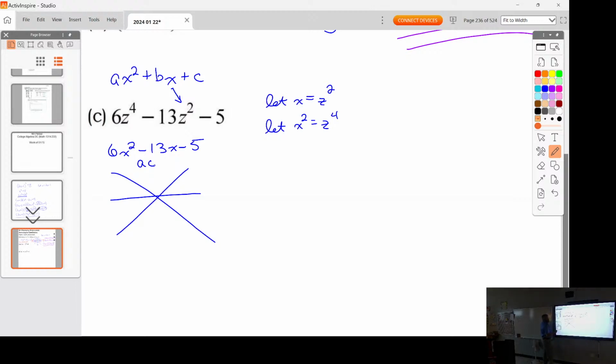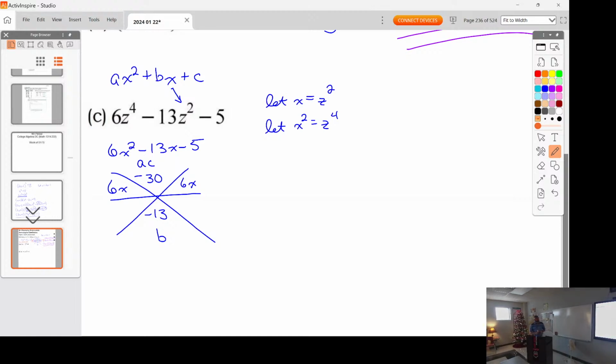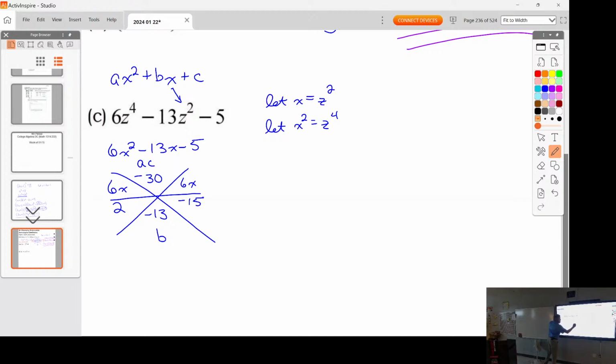AC goes in the top center, negative 30. B goes in the bottom center, negative 13. Top left and top right, 6x. What two numbers multiply together to get negative 30, but when I add them together, I get negative 13? 2 and negative 15. 2 times negative 15 is negative 30. 2 plus negative 15 is negative 13.